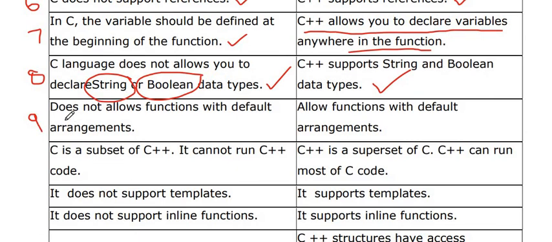Under the C, C does not allow functions with default arguments. C language does not allow functions with default arguments. Now C++ allows functions with default arguments.